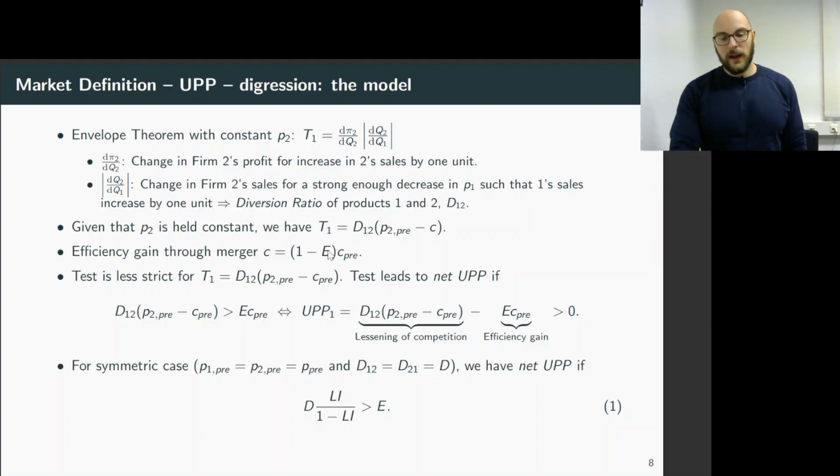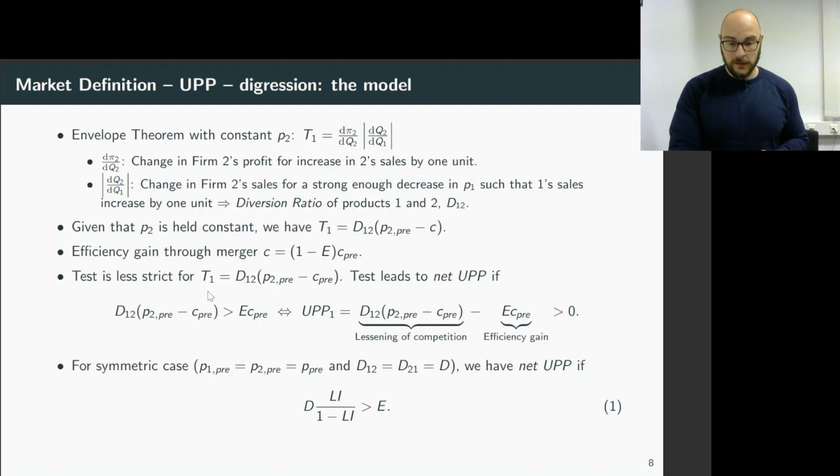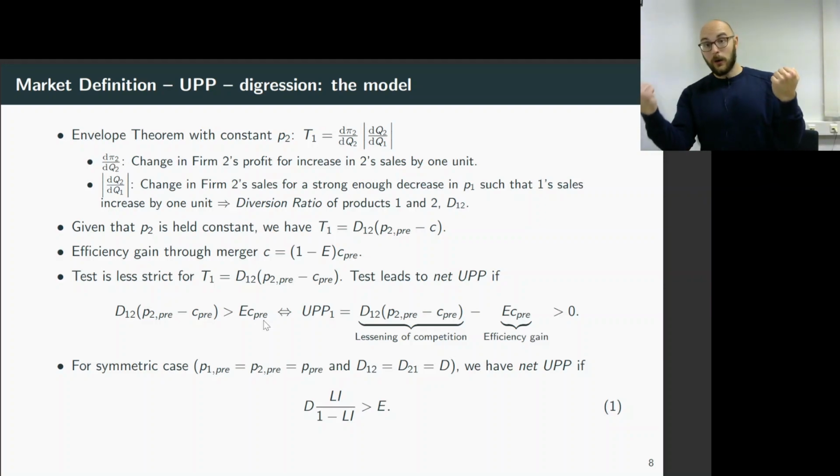We can use this test as a slightly less strict situation if we start from our pre-merger marginal costs C pre in terms of our internal tax, right? And what we investigate in terms of our UPP test is that if this tax is stronger than the savings in marginal costs, then we have upward pricing pressure. So that means basically that the effect that we internalize, if this effect is stronger than our cost-saving effect, again, these two effects that we just described in the beginning, then we have pricing pressure.